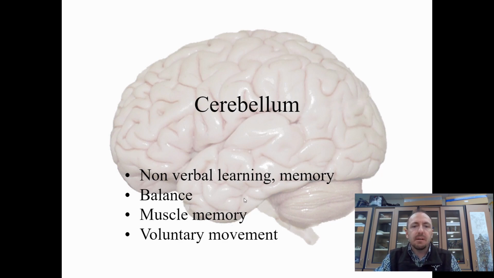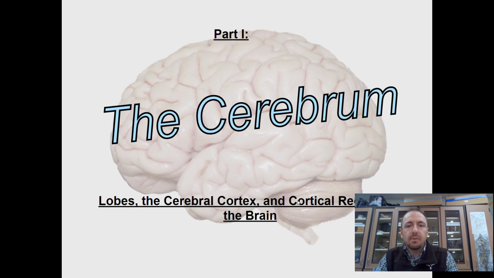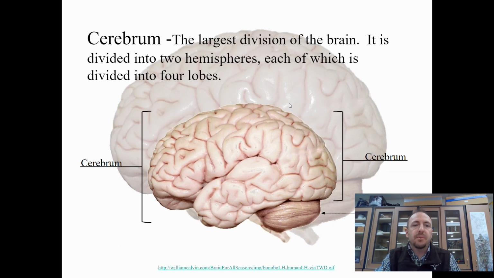So that is the cerebellum. Now let's go up to the forebrain, what most people think about when they think about the brain. That's the forebrain, and it consists of 4 different lobes. This is the largest division of the brain, and it is divided into 2 hemispheres, the left and the right, which is also divided into 4 lobes: the frontal, the parietal, the occipital, and the temporal.